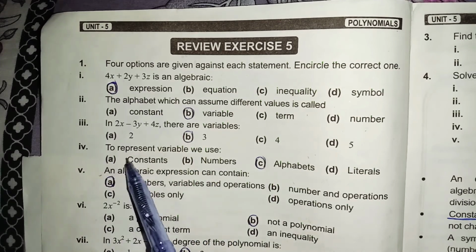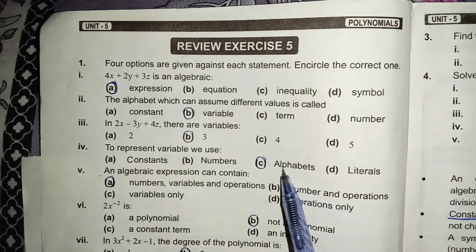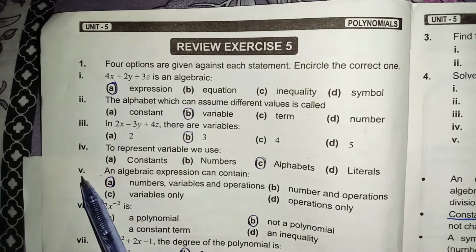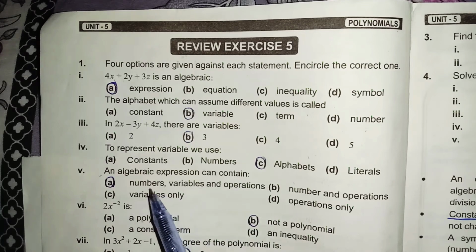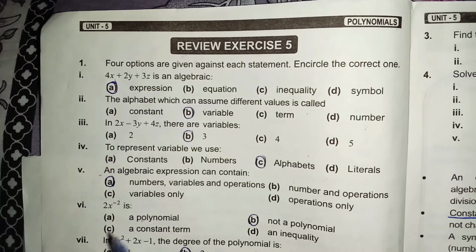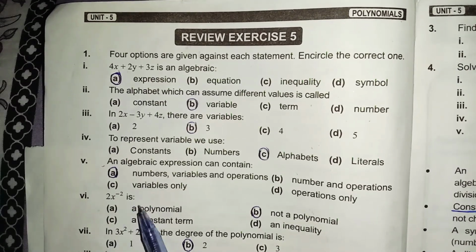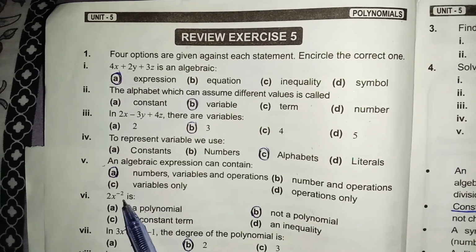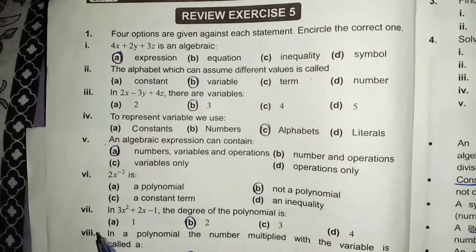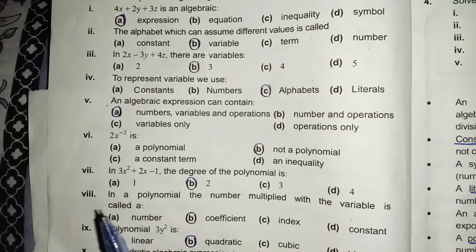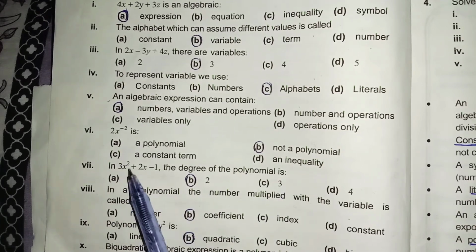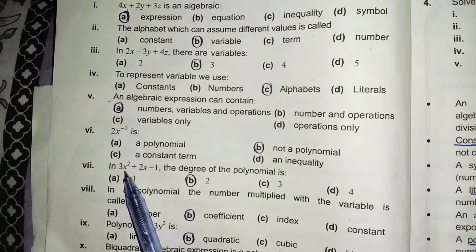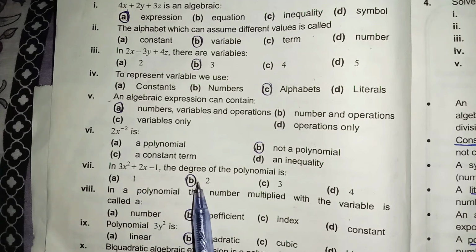Our fourth statement is to represent variable we use alphabets. Option C is correct. Our fifth statement is an algebraic expression can contain number, variables, and operation. Correct option is option A. Next, our sixth statement is 2x to the power minus 2 is not a polynomial because it has a negative exponent. Now, moving towards our next statement, in 3x square plus 2x minus 1, the degree of the polynomial is 2 because we consider the highest degree. So, our correct option is option B.